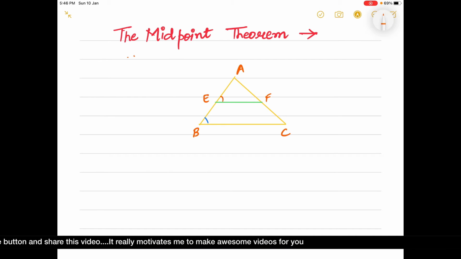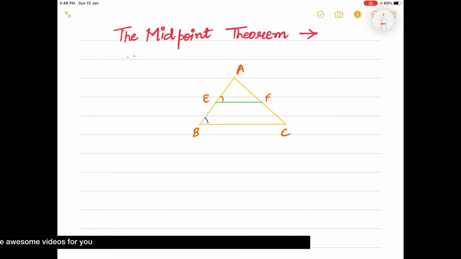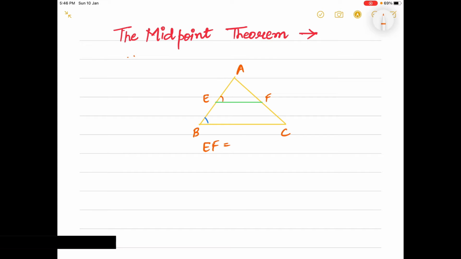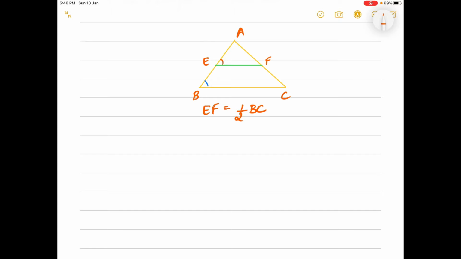And if we measure the side EF and the side BC, we are going to get EF as half of side BC, and angle AEF will be equal to angle ABC. So EF will be parallel to BC. EF will be parallel to BC.